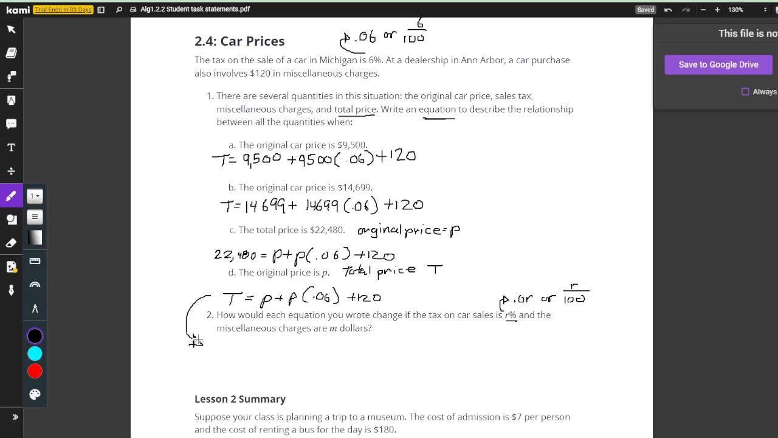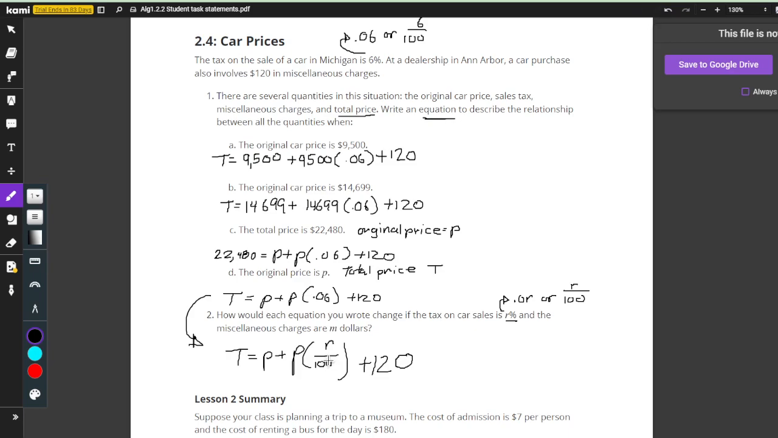So how do we do that last part? Okay, well, we're going to replace 0.06. Everything else stays the same. We know that T equals P plus P times, and then we know that this is going to change to R divided by 100 plus 120. And there you go. Let's write that 120 a little better. Okay, and that's how we rewrite it. You can also change this to 0.0R, and you would have gotten the same answer.